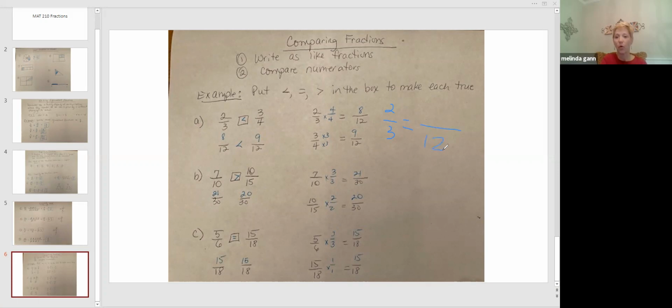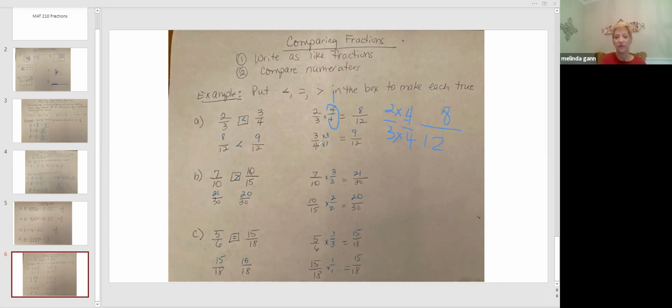Now, how do I know what number went up here? Well, here's what I did in my head. I said, okay, what do you multiply 3 by to get 12? 4. So I must have multiplied this bottom by 4. Well, if you multiply the bottom by 4, you've got to multiply the top by 4. Now, remember why that's true. Because really what you're doing is you're multiplying 2/3 by the number 1, okay? And then 2 times 4 was 8. So that's how I knew to put 8/12.